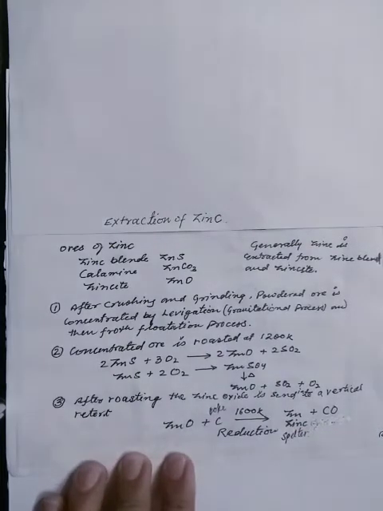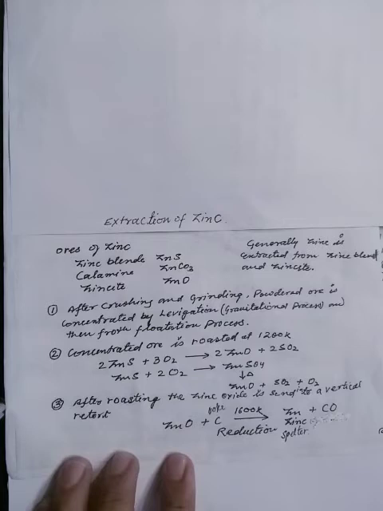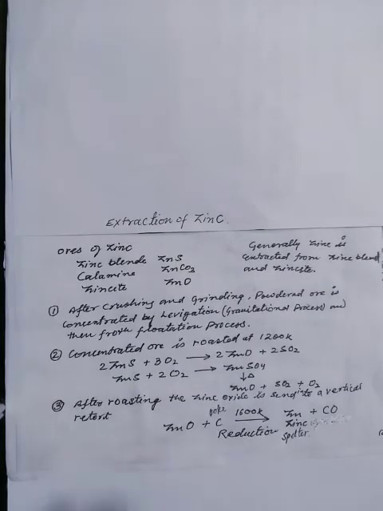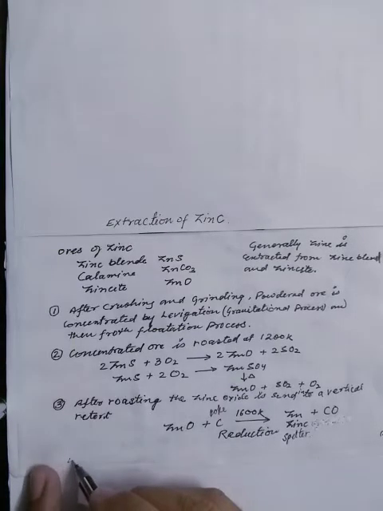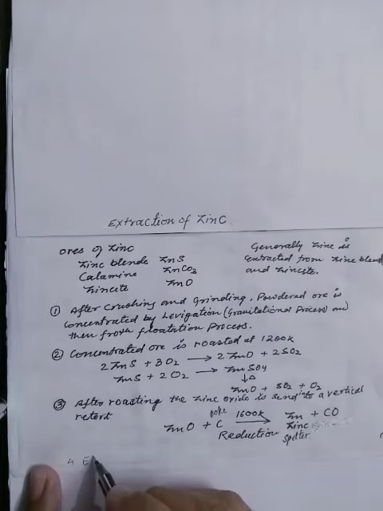Coke is the reducing agent, at a temperature of 1600 Kelvin. ZnO plus C forms Zn plus CO. This zinc is called zinc spelter. So zinc spelter contains some impurities also. Those impurities will be removed by electro refining. So you will write here the fourth point, electro refining.